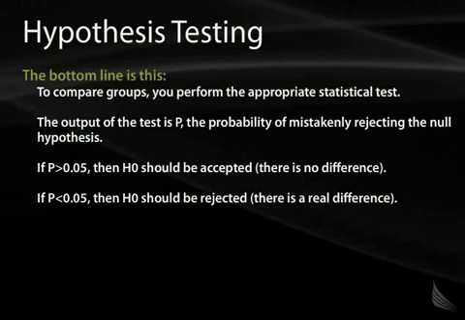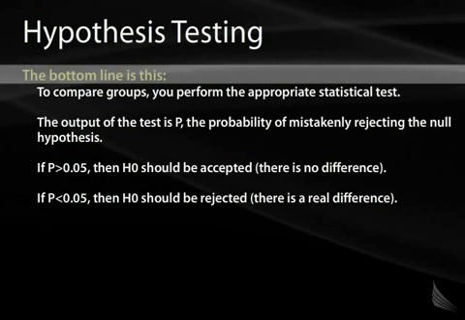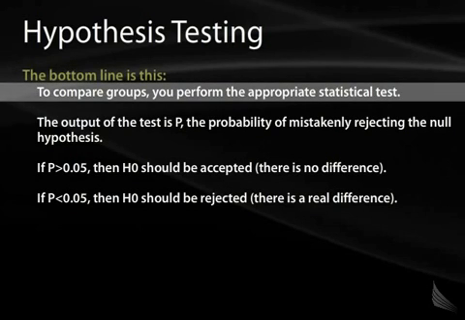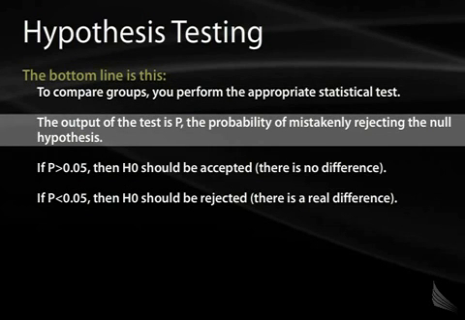So in hypothesis testing, the bottom line is that to compare groups, you first perform an appropriate statistical test. The output of the test is P. This is the probability of mistakenly rejecting the null hypothesis. We then compare P to alpha. Alpha is most commonly set at 0.05.